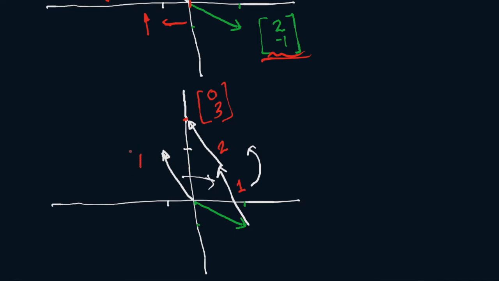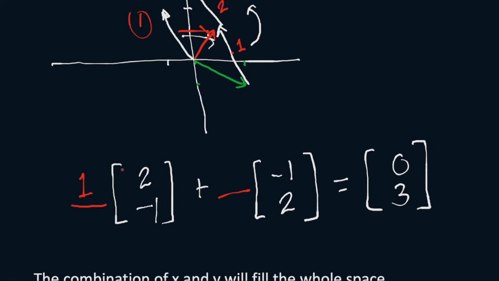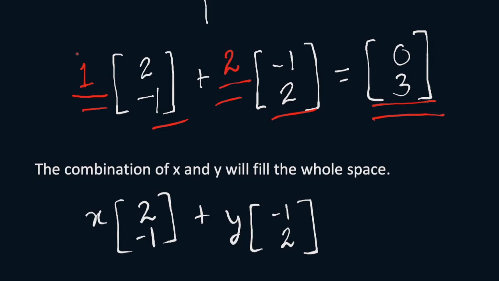Now for our first vector, we can shift it here. So the addition of this and this vector will move us till here, but if we take twice the first vector we will reach the point 0 and 3. So one time our 2, minus 1 vector and 2 times minus 1, 2 will give us 0 and 3. Now you can use any other x and any other y to fill up the whole space in R2. So this is our plane.